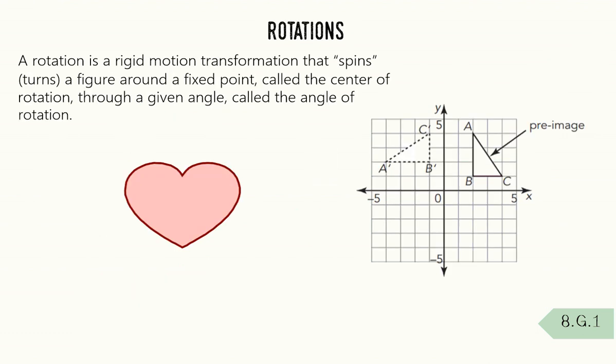Our last rigid motion transformation is a rotation. Rotations require the most amount of information in order to be able to perform this transformation. I need a center point. I need an angle of rotation, for example, 90 degrees, 120 degrees, and I also need a direction. Now, when I say direction, I'm referring to clockwise or counterclockwise.